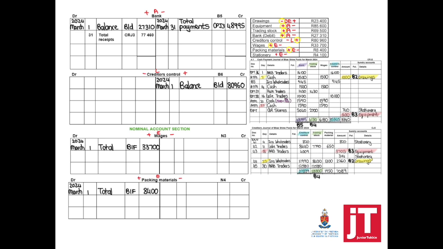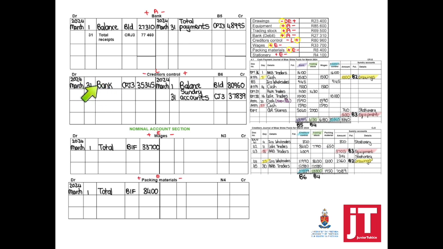The next one is creditors control. So creditors control appears in both the CPJ and the creditors journal. So a reminder, when we buy on credit, our debt will increase. When we make a payment, our debt will decrease. So from the creditors journal, creditors control will be credited and my details sundry accounts, and we post the total 37,839. Then from the cash payment journal, my creditors control is going to be debited.